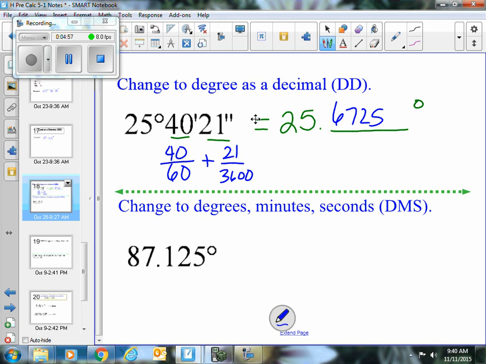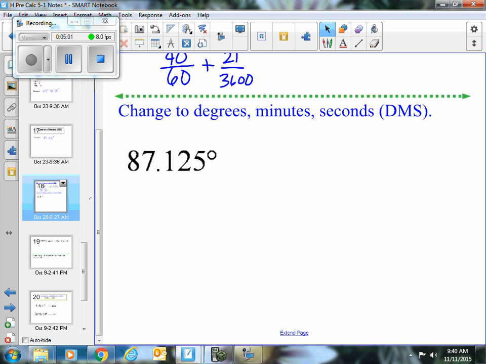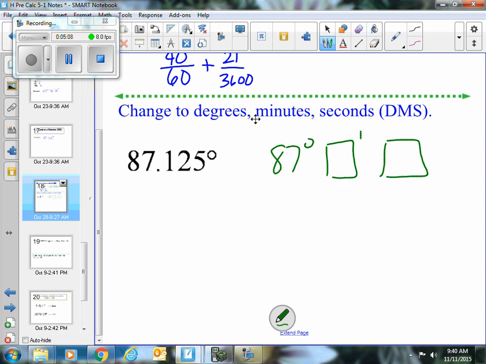Okay, let's go the other direction. If you want to convert going back, it's a little bit more labor intensive here. We want 87 degrees, however many minutes, and however many seconds. What we have right now is just this degree as a decimal. So what we have to do is go the other way. We have to convert this part of a degree, it wasn't a whole degree, into minutes first.